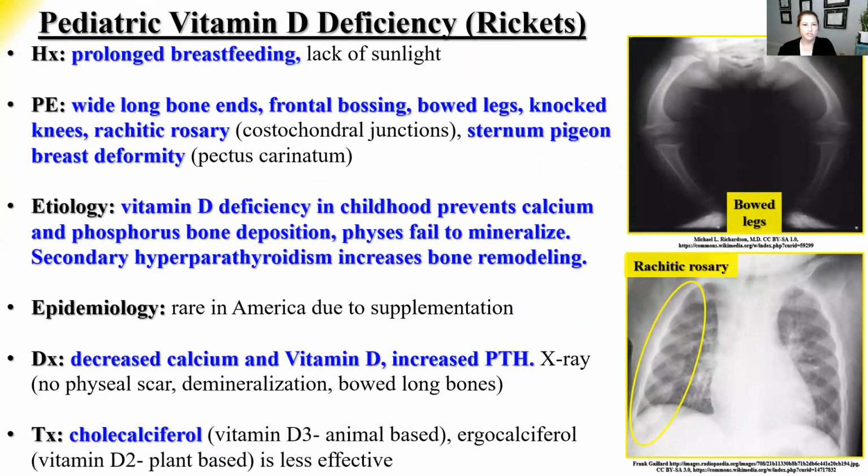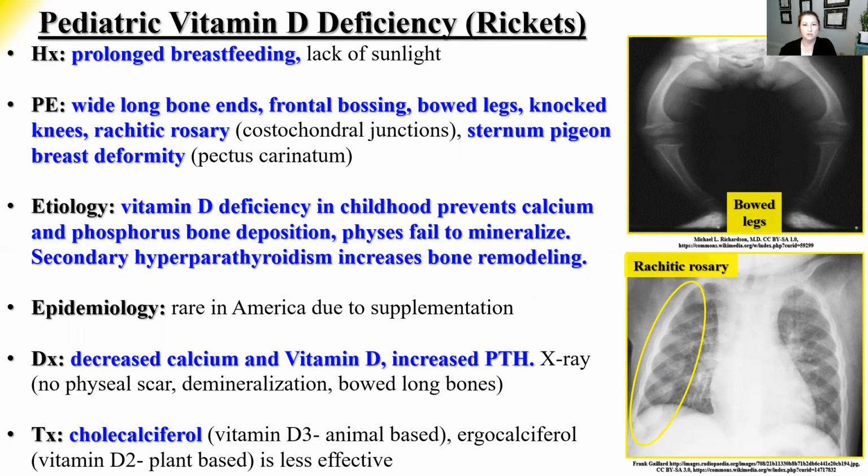Pediatric vitamin D deficiency is also called rickets. This is not very common in the United States because we supplement with vitamin D. This is more common in third world countries where you have prolonged breastfeeding. If you have a lack of sunlight for that patient, remember we can absorb vitamin D from sunlight. Physical exam findings, and these are pretty specific and good board questions here.